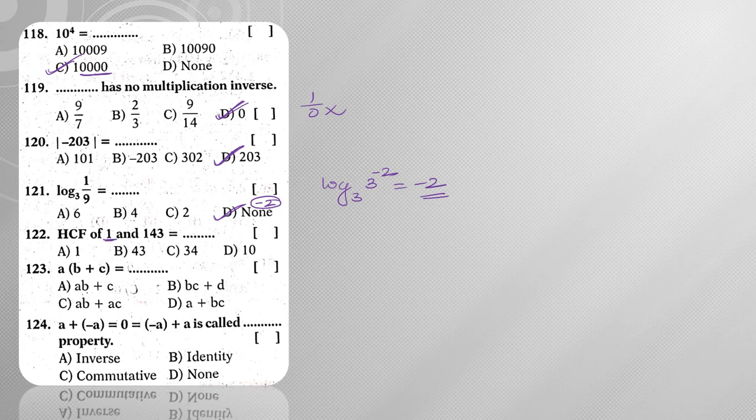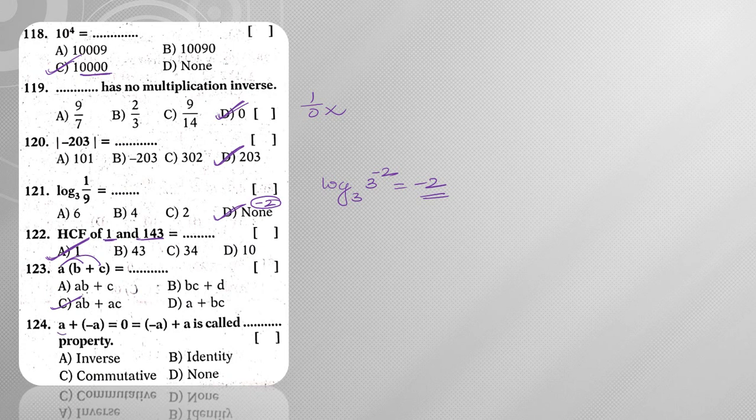HCF of 1 and 143. Since both are relatively prime, 1 will be my answer. Next, a times of b plus c. So we need to do distribution: a into b plus a into c. That means ab plus ac. Option C will be my answer.